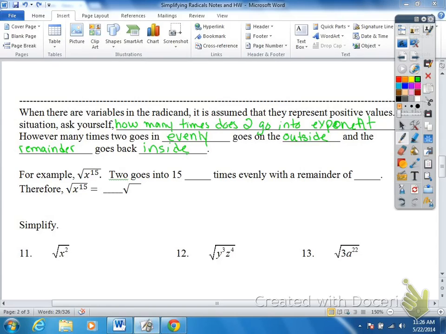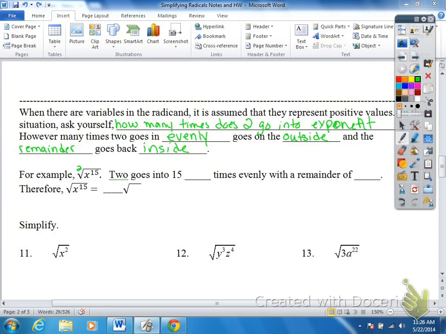Now if we're talking about square roots, again we're using the invisible 2 that can be found as our index above our radical. So you have to remember that that 2 is there because you're going to be using it when there are variables included. So here's your example. The square root of x to the 15th power, I want to simplify that.